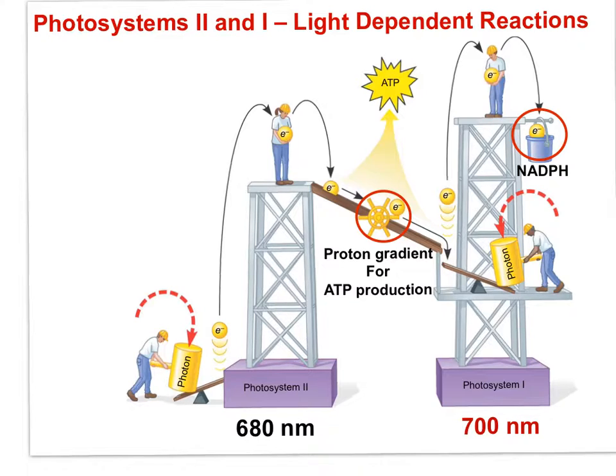The electron from photosystem 2 replaces the lost electron from photosystem 1 that's been boosted to high orbitals by light. A second electron transport chain donates the electron to NADP+ along with hydrogen ions, reducing NADP+ to NADPH. Remember, all of this occurs in the thylakoid membrane.